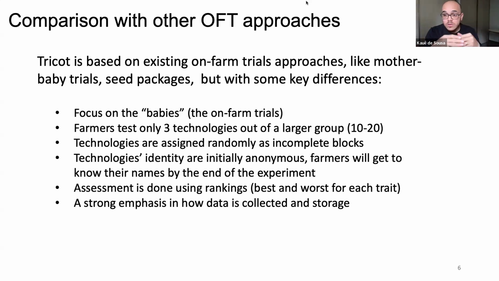Of course, one of the differences is that the varieties are assigned randomly as an incomplete block. One of the beauties of Tricot in that sense is that randomization is basically the core of it. If you don't do proper randomization, you're basically wasting resources. So that's one of the key things. And the technologies are assigned anonymously to avoid bias. Notice that in modern baby trials or other approaches, sometimes the farmers have the chance to choose which variety they will adopt. And then there is a strong emphasis on how the data is collected, stored and maintained.